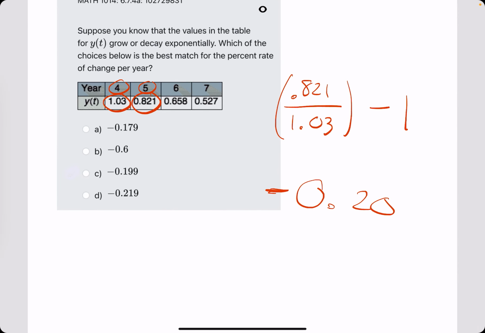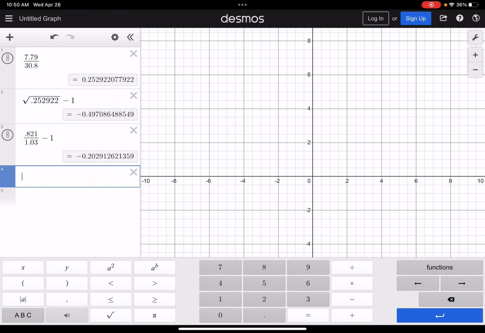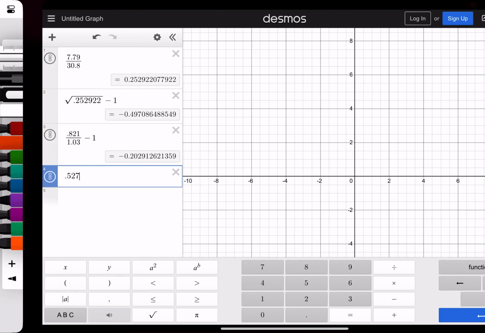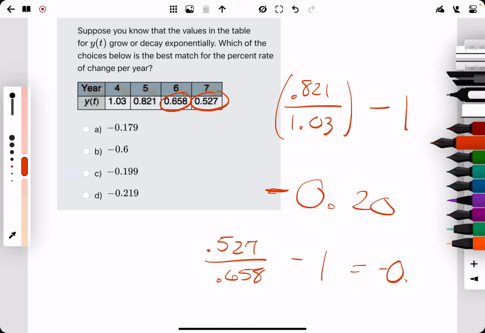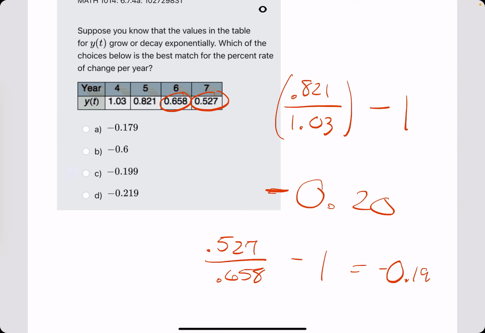And then if we ever wanted to make extra sure, again, we could use any of the other values. So let's try these two. We're going to do 0.527 divided by 0.658. We're going to take the first root because 6 and 7 are just one apart, so we don't have to change it. The first root just keeps it the same. Then we subtract 1. 0.527 divided by 0.658, then minus 1. And we get just a slightly different answer, which helps confirm that the answer is about negative 0.199. And so that means C is definitely our answer.